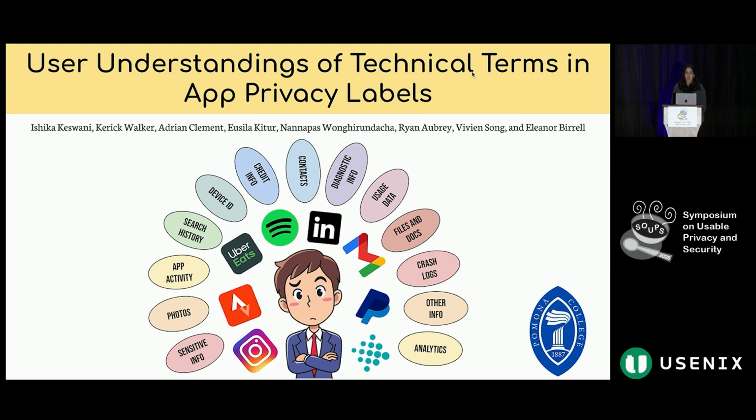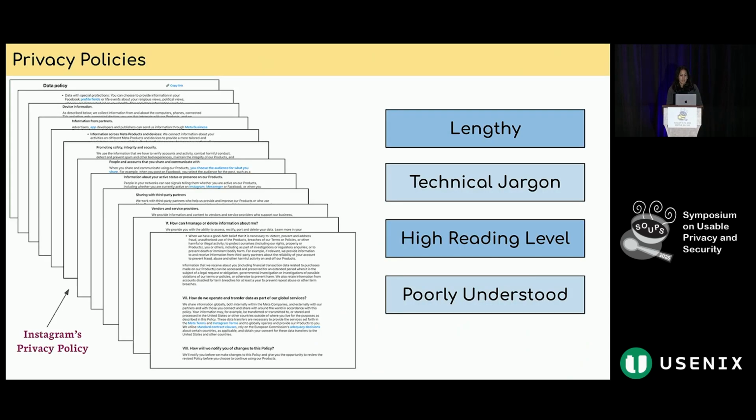And today I'm going to be talking about our paper that explores user understandings of the technical terms that show up in app privacy labels. I'm sure everyone in this room has at some point or the other seen one of these privacy policies. They show up all the time, but I'm also certain that very few people have genuinely read them. They're incredibly lengthy, packed with technical jargon, require a really high reading level to ever be understood, and thus are incredibly poorly understood by the general public.